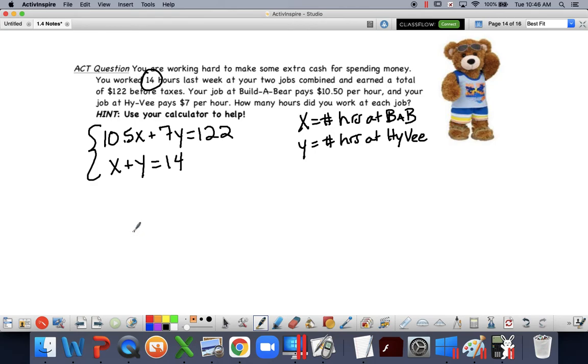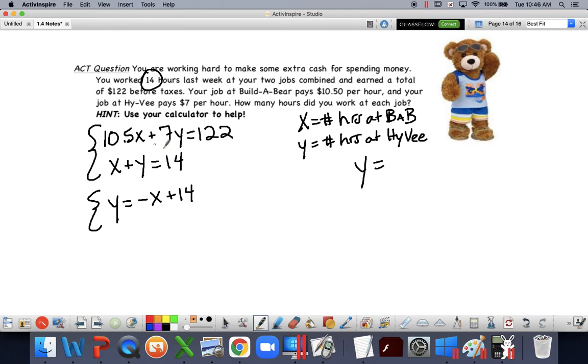So I want to go ahead and plug these into my calculator to be able to solve for me. But you'll notice when we use the calculator, they have to be in y equals format. So let's convert both of these over to y equals. Well, my second equation is pretty easy. I get y equals negative x plus 14. I just had to subtract the x. Now my second equation, that's a little bit more challenging. So let's take our time.